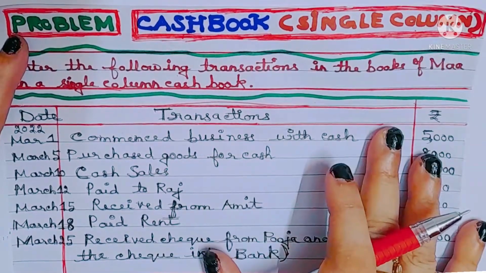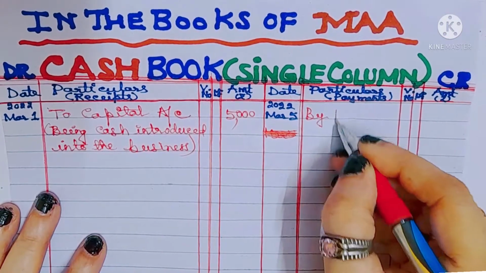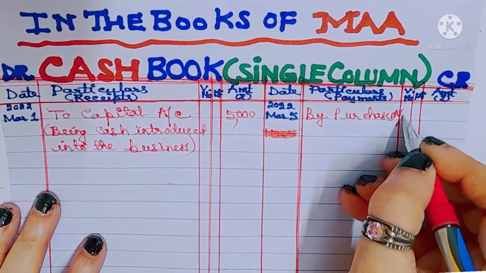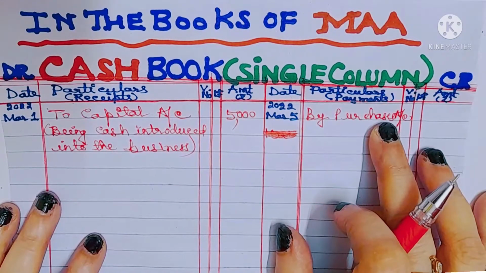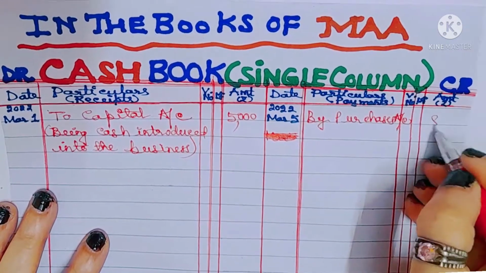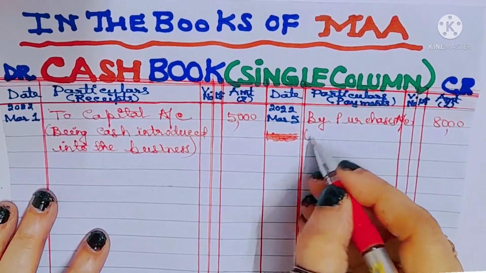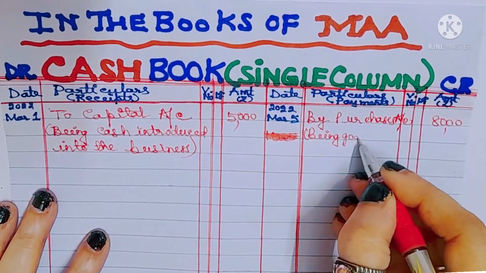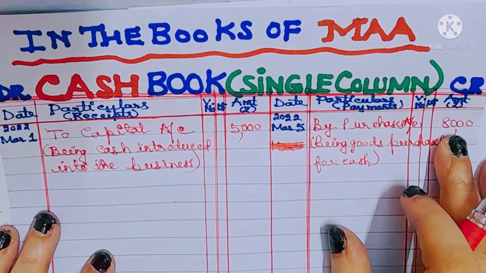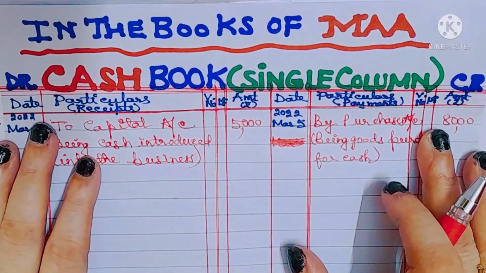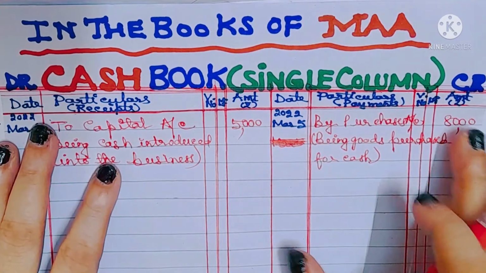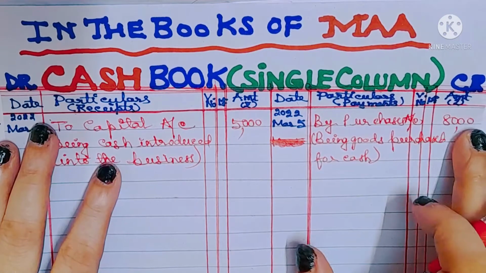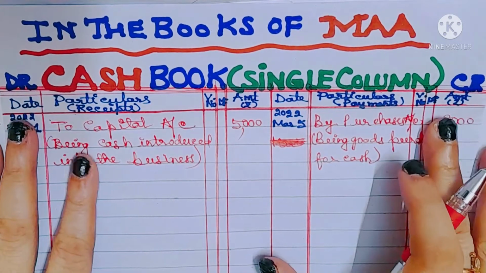Okay, so let's write by purchases account. On 5th March, by purchases account 8,000. Being goods purchased for cash. Moreover, cash book is a real account. So according to real account, what goes out is credit. Here, when goods are purchased, cash goes out from the business. So 8,000 will be credited. Let's see the next transaction.